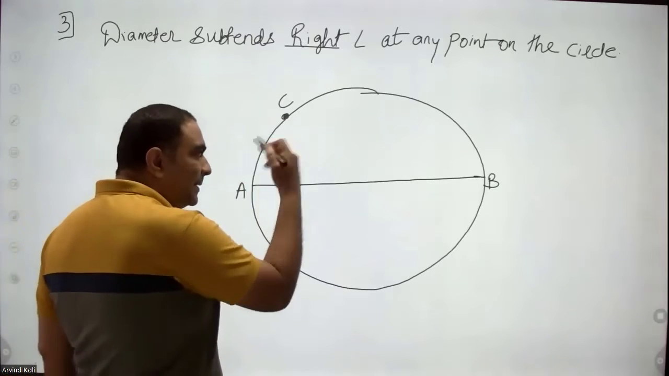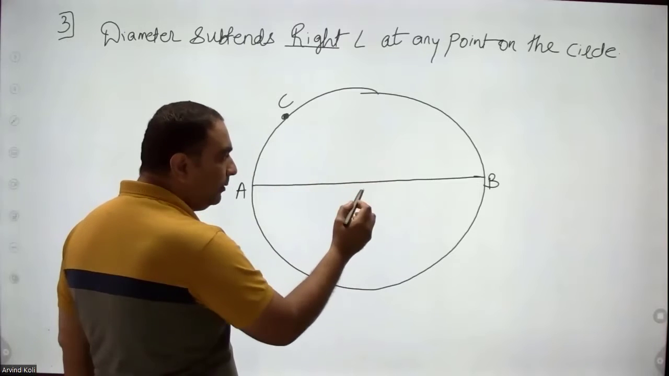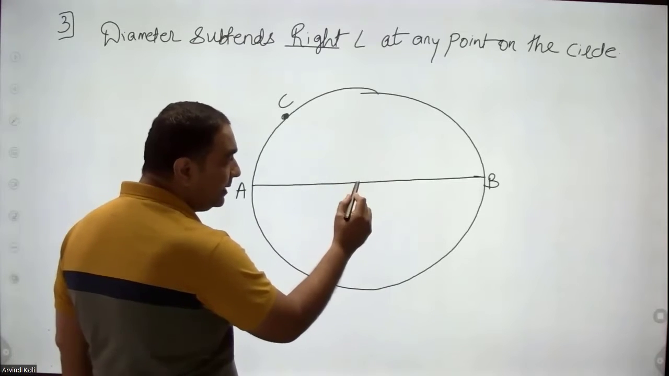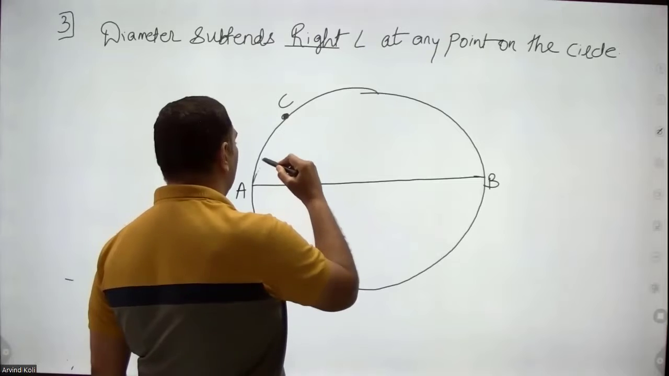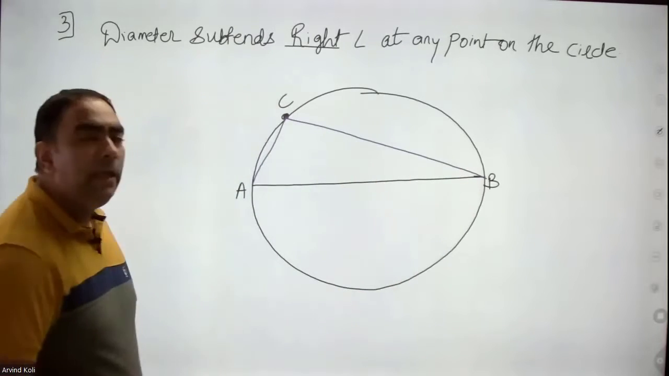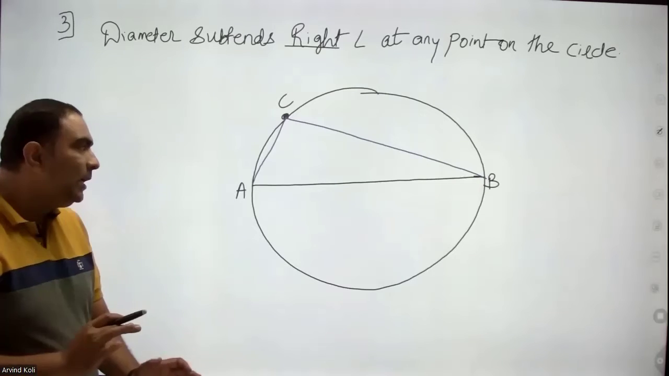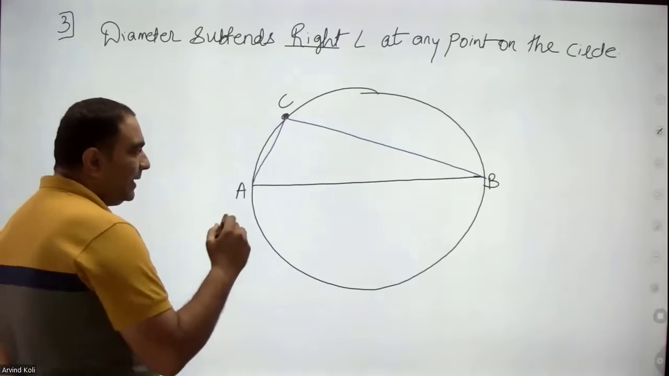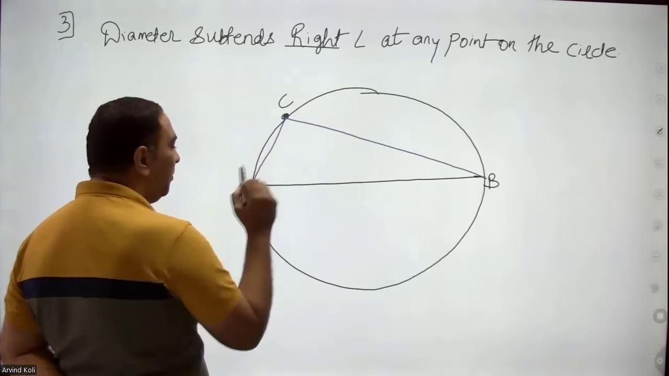So let us consider one circle with diameter AB. One second, I'll say this AB is the diameter. When we join C with the endpoints, then we can say this angle ACB is formed.